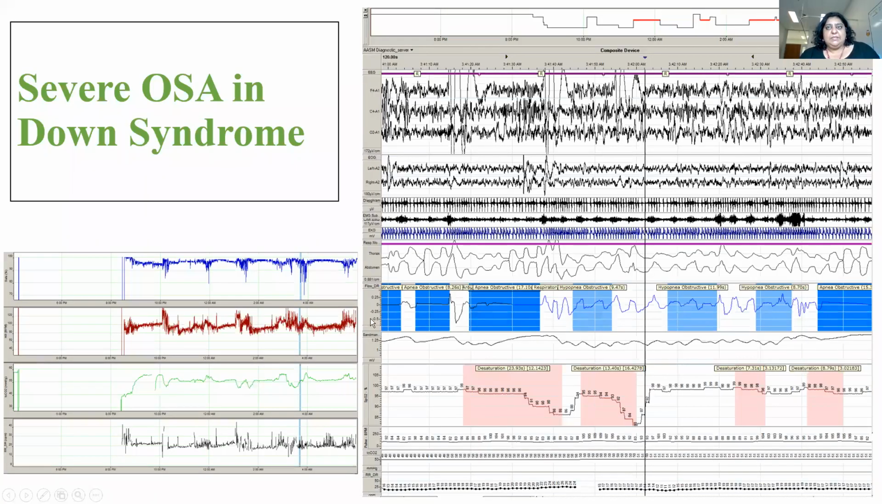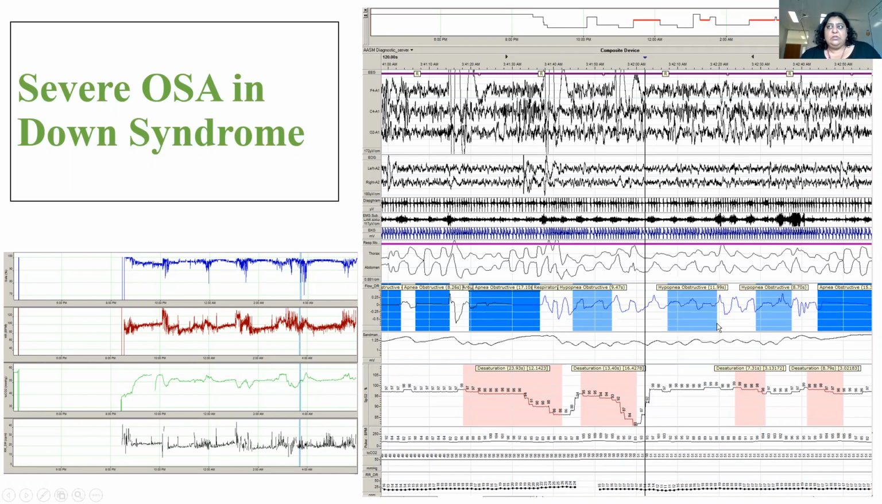Here is an example of a sleep study in a child with Down syndrome that shows severe obstructive sleep apnea. You can see on the left-hand side of the screen here, an overview of the whole night's sleep, including the saturation profile, which shows these dips in oxygen levels, the rise in heart rate associated with those, and the rise in carbon dioxide that we see on our monitoring.